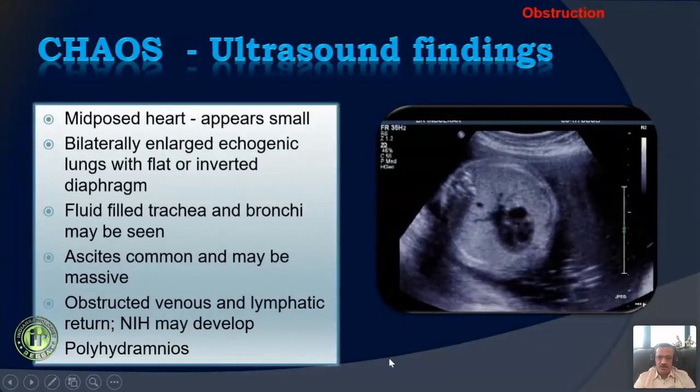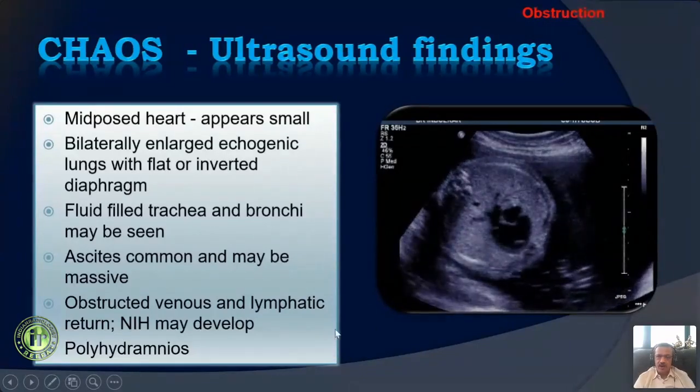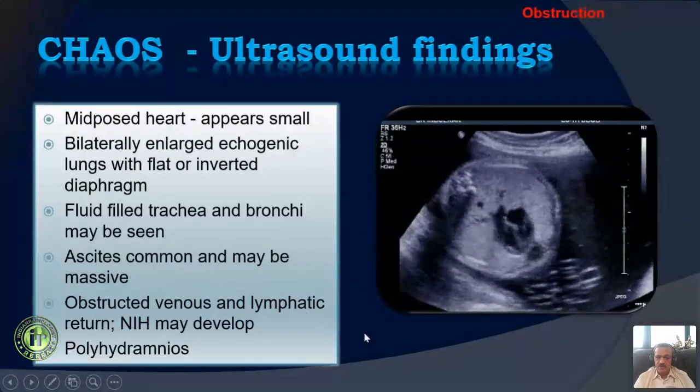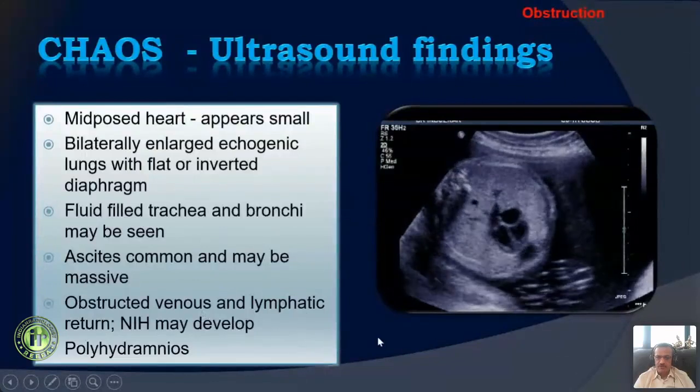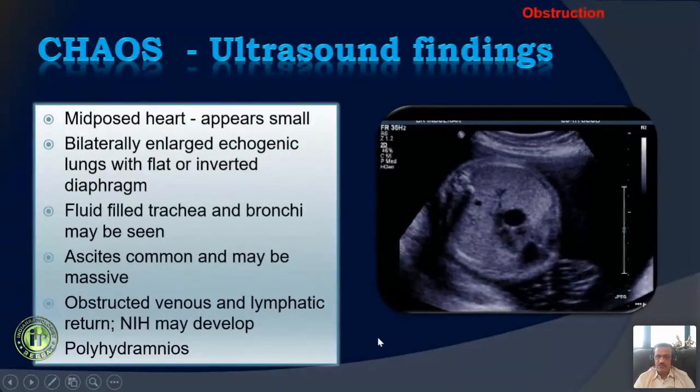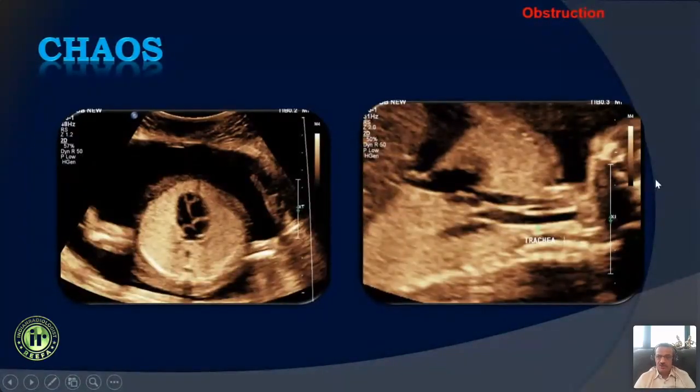And of course, very often by the time you see them, you might have non-immune hydrops coming up because of the obstruction of the veins as well as lymphatics, and very often you have polyhydramnios. So this is what happens. The entire trachea, which normally is of course seen but difficult to see, becomes fluid filled. Sometimes of course the bronchi and the tertiary bronchi become fluid filled.